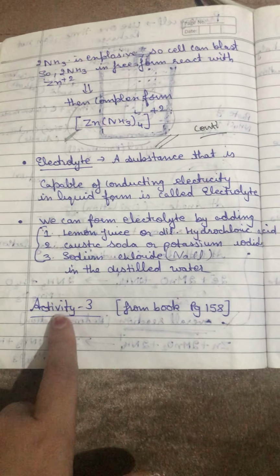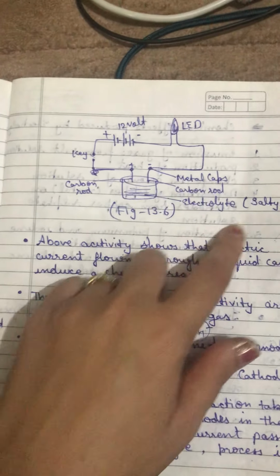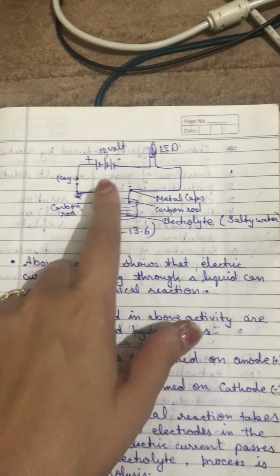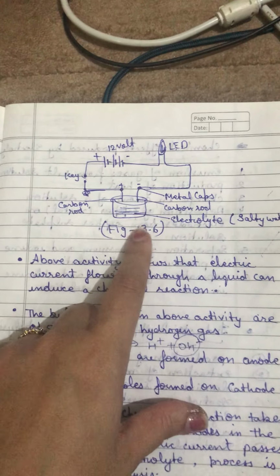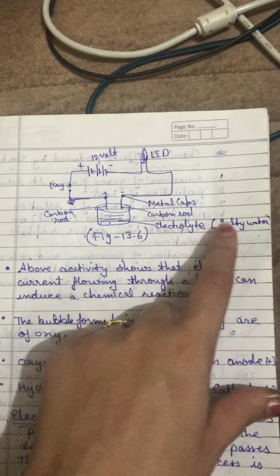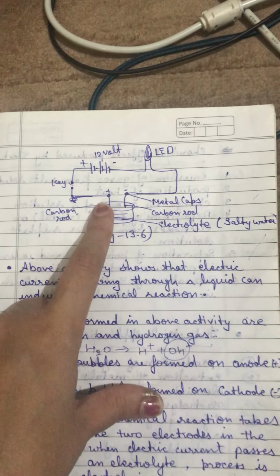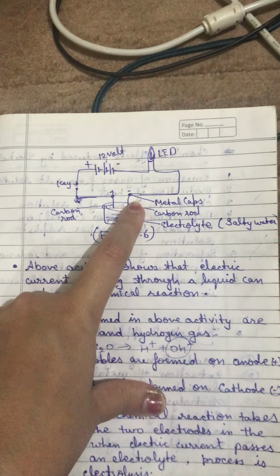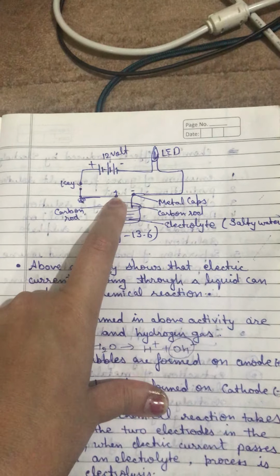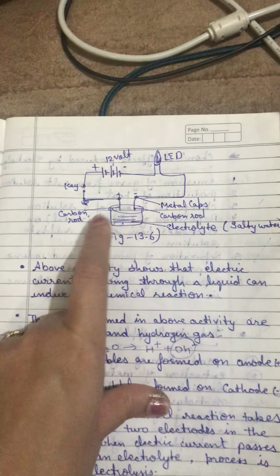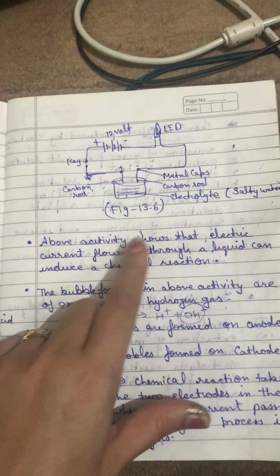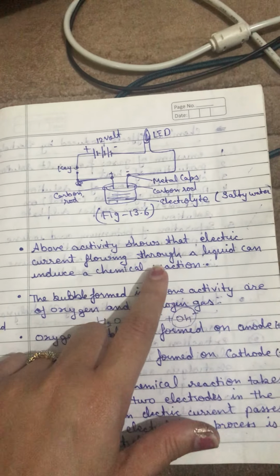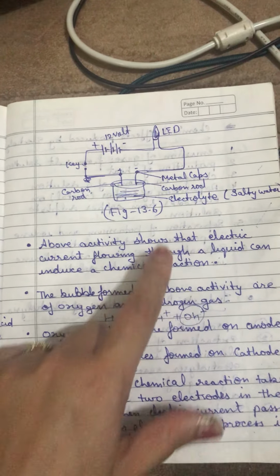In activity 3, page number 158, this is a setup of an activity. Here we have a 12-volt battery, LED, key and electrolyte. The electrolyte is salt water. Here we have two electrodes, positive and negative. The positive is the anode and the negative is the cathode. These are carbon rods.